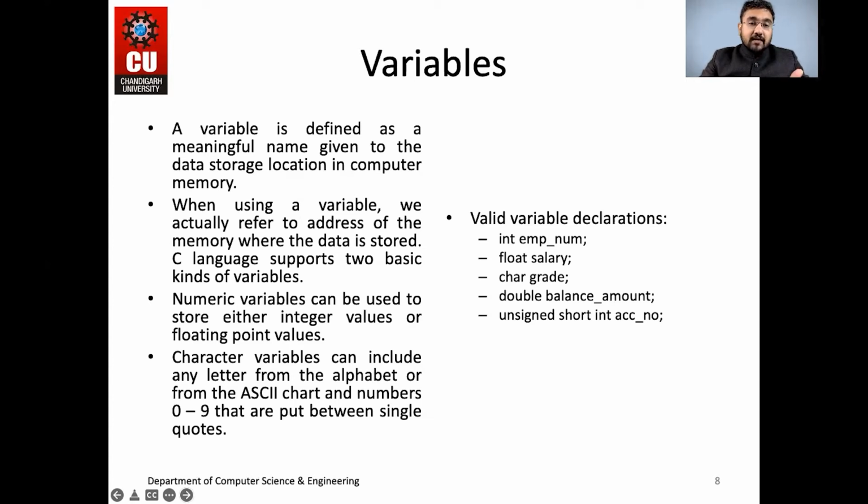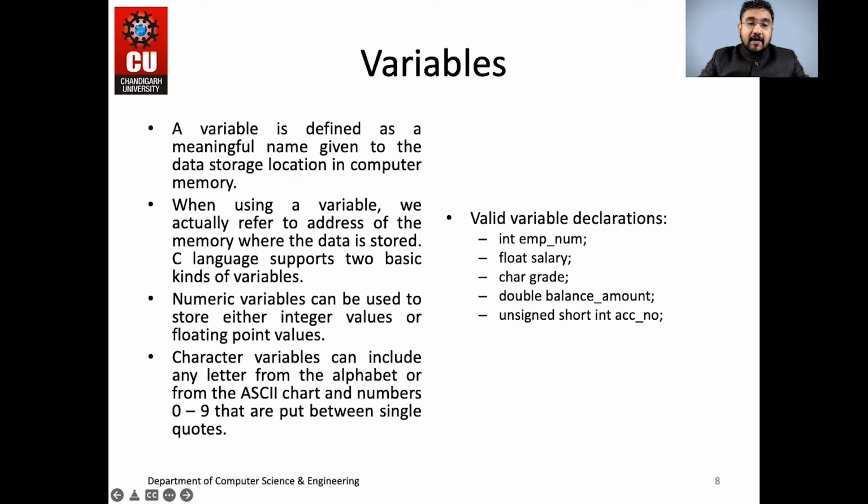Now we have two different types of variables over here. We have numeric variables, which are used to store integer values or floating point values. Another type of variables are character variables, which are specifically used to store letters, like A, B, C. And most importantly, we can also store values from 0 to 9 as well. But there is a difference. Now you might say, how would 0 to 9 be a character, why is it not an integer?